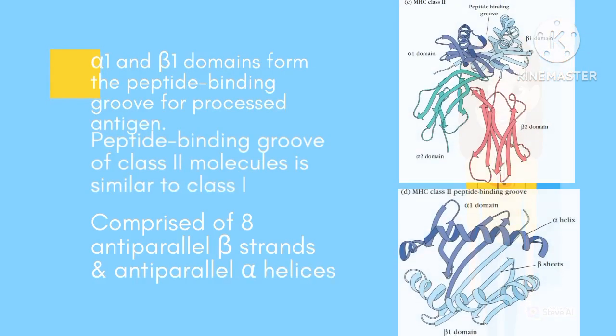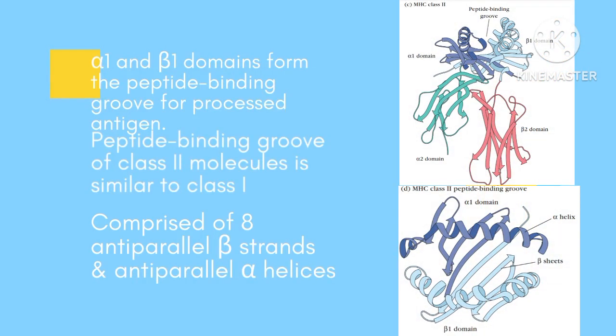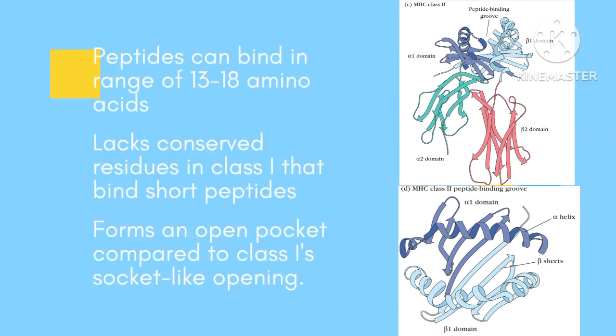Alpha 1 and beta 1 domains form the peptide binding groove for processed antigen. Peptide binding groove of class II molecules is similar to class I. Comprised of 8 antiparallel beta strands and antiparallel alpha helices. Peptides can bind in range of 13 to 18 amino acids. Lacks conserved residues in class I that bind short peptides. Forms an open pocket compared to class I's socket-like opening.